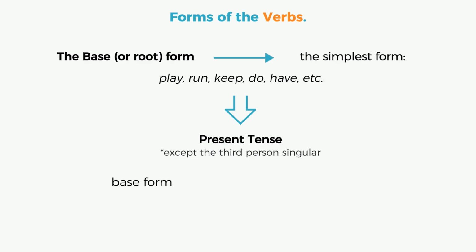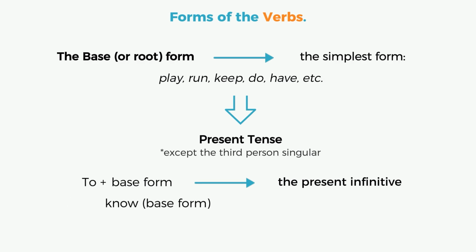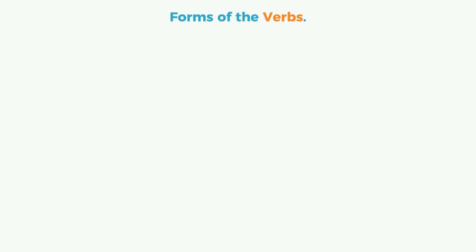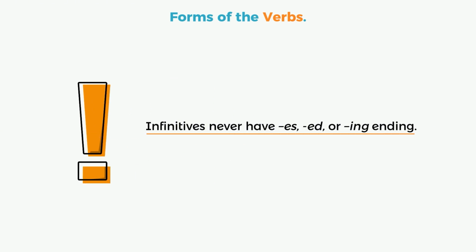The base form of the verb, preceded by the infinitive marker to, is called the infinitive, which is usually referred to as the present infinitive. For example, know is the base form, to know is the infinitive. Note, infinitives never have es, ed, or ing endings.